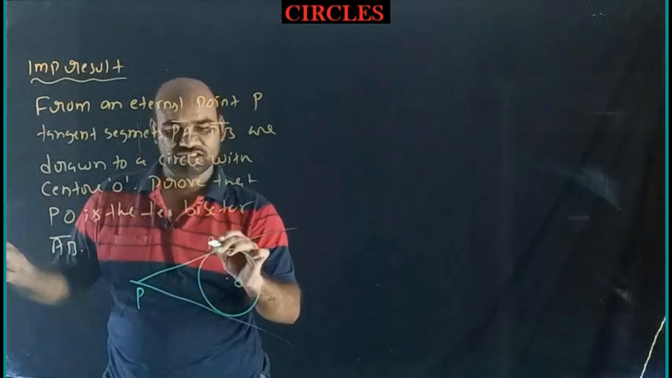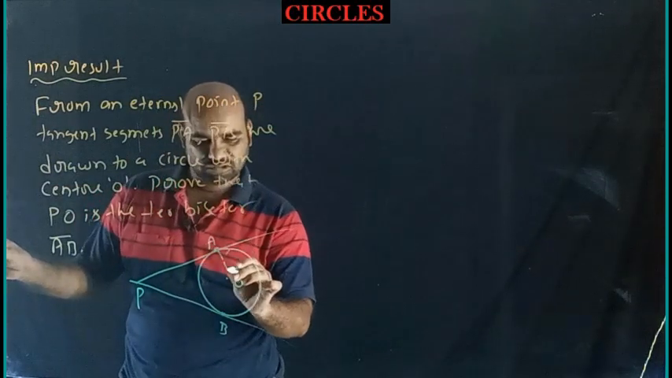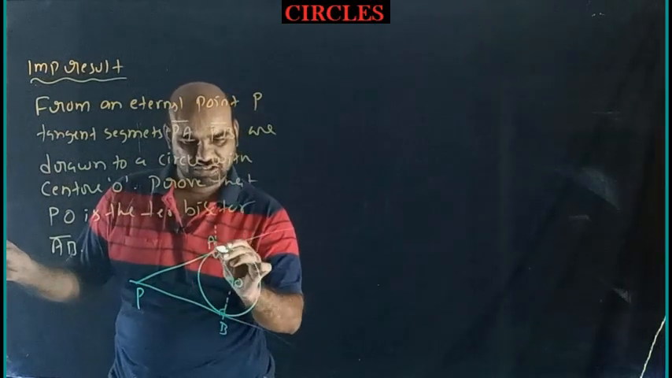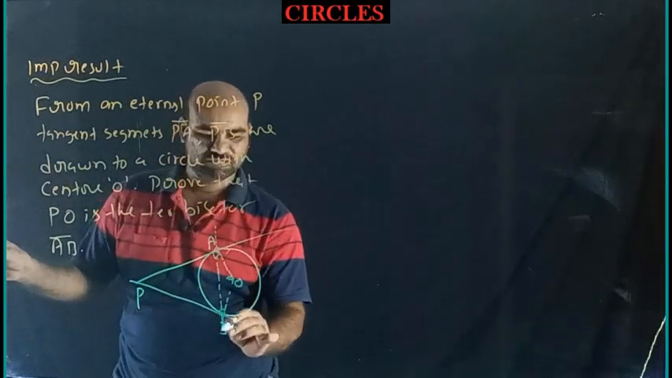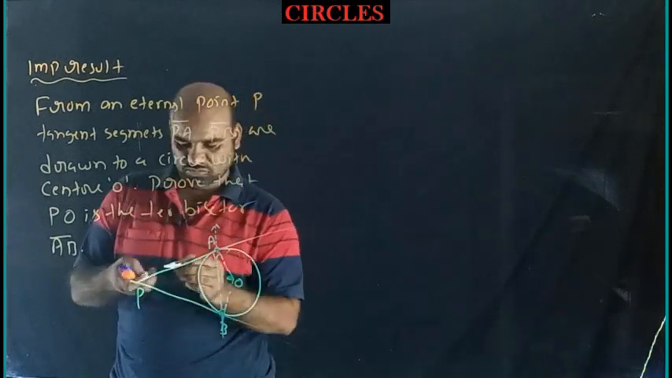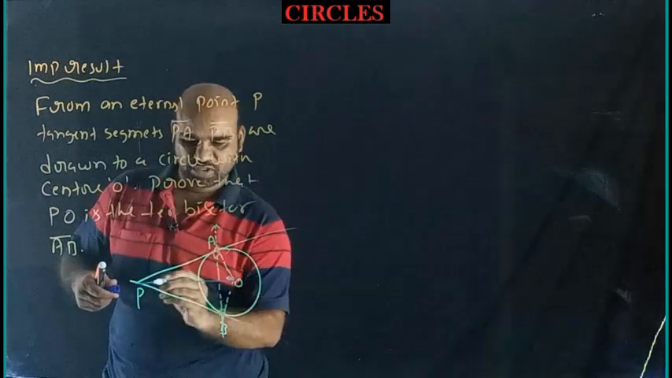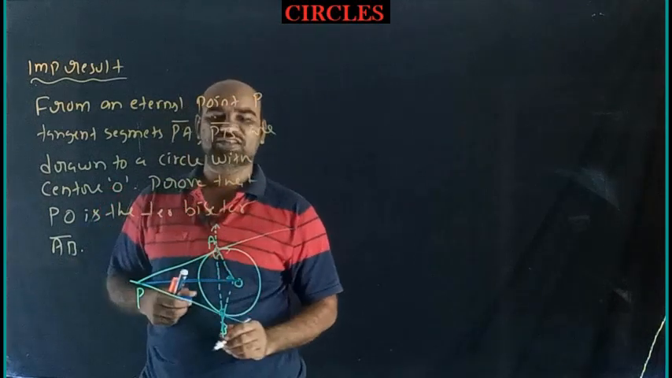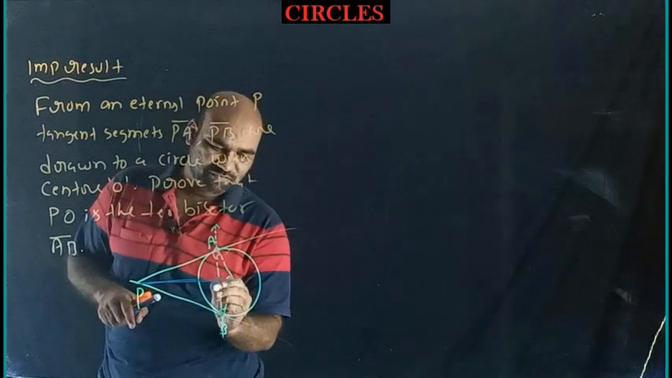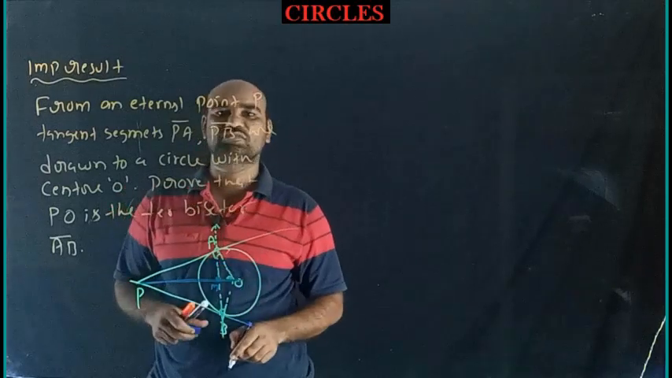So this is a point of tangency, this is another point of tangency. Okay, so here this is the center, here 90, here 90. So this is the chord AB or secant AB. Now we want to show that PO is the perpendicular bisector of AB. Means we want to show that PO is the right bisector of AB. For example, this is the point M. We want to show that AM equal to MB and AM is perpendicular to PO.